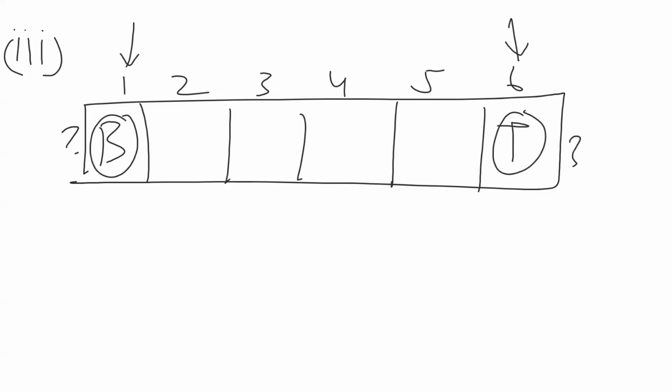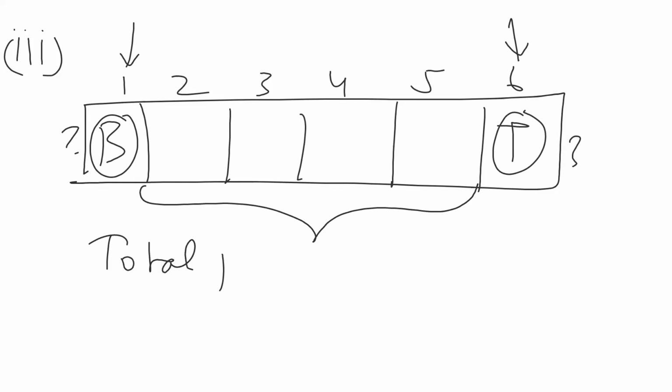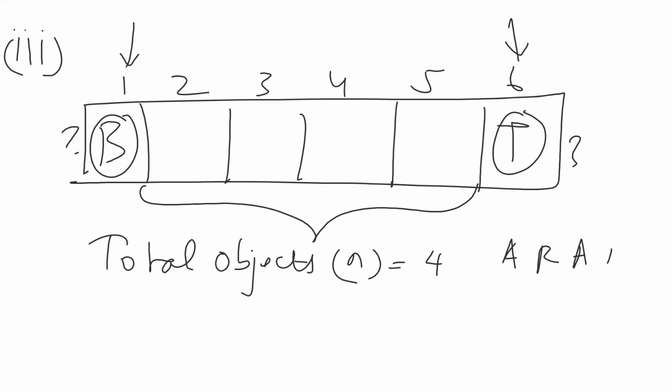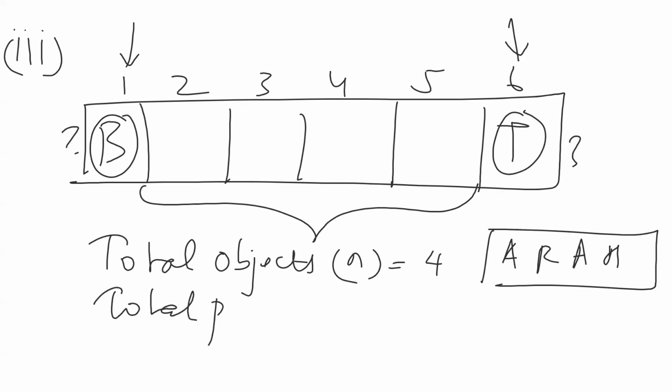No. The arrangements will happen only over here, right? So for these places, total objects N will be 4: A, R, A, H. We can utilize only these 4 objects. Total places. Can you tell me what are the total places? 4, because the arrangements will happen only in these 4 places.